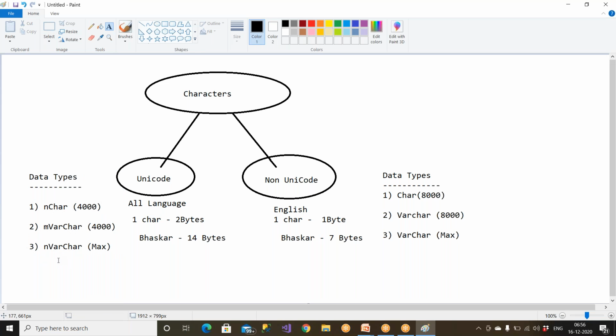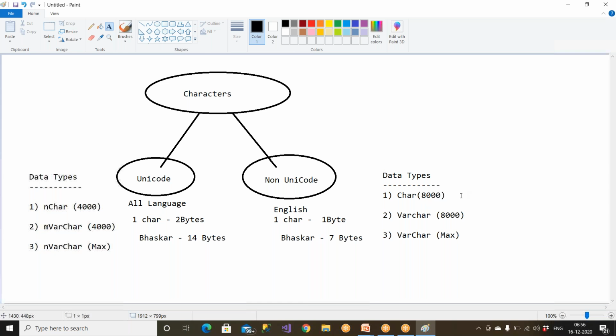If you want to store purely English data, you can go for char. If you want to store English, Hindi, Marathi, Spanish, Chinese, any language data, in that case, go for nchar. Clear? So when should I use char or nchar?